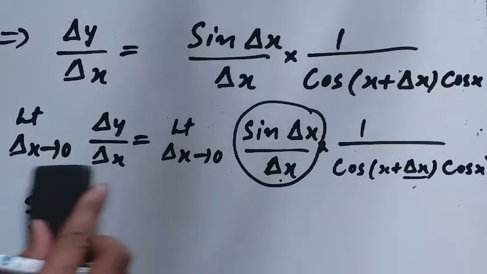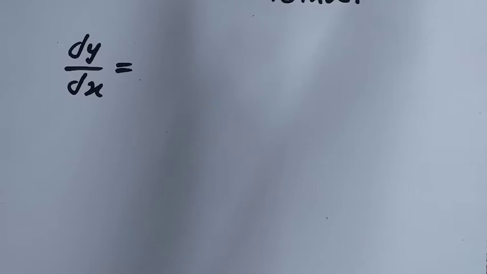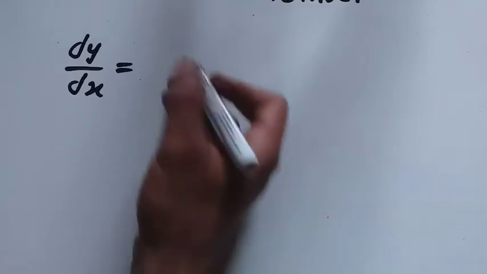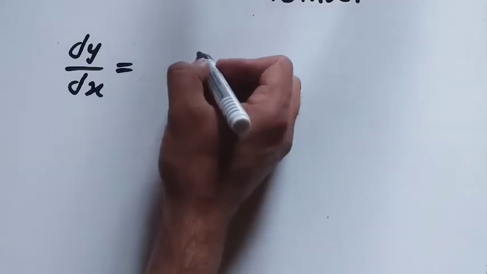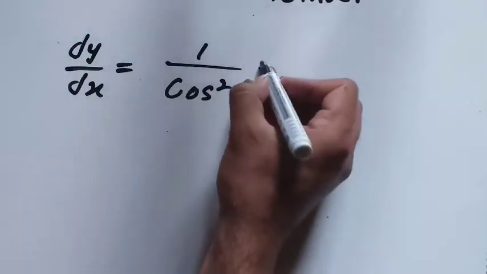Now dy by dx comes out to be, that is, dy divided by dx is equal to 1 divided by cos square of x into 1.